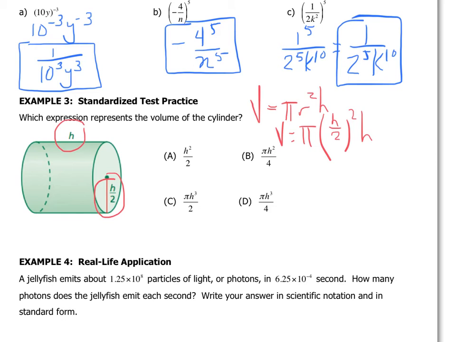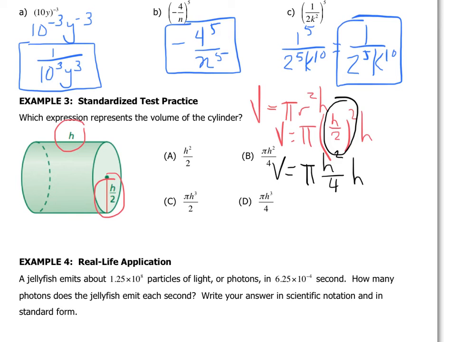So here's where I'm going to use my exponent rules. This is the power of a quotient right here. So that becomes h squared over 4 because it's h over 2, squared. We also have pi times h.